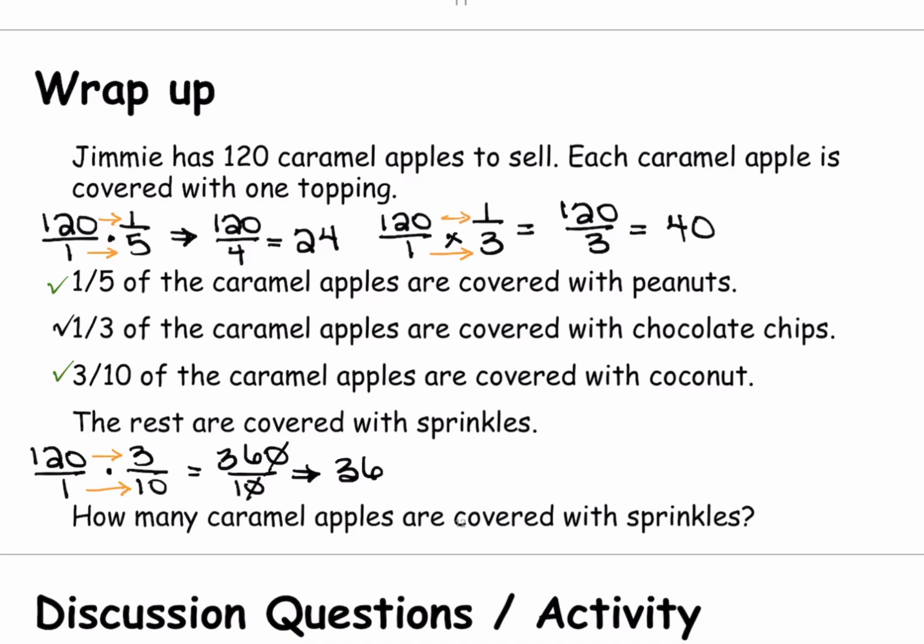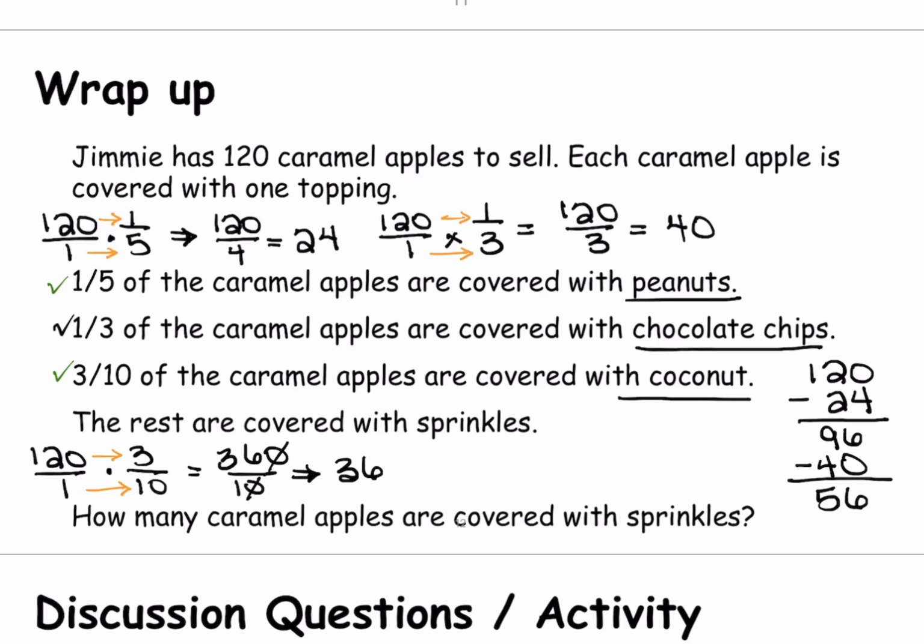Well, let's just do a simple subtraction to figure out how many caramel apples are left over that are covered with sprinkles. So we have 120 caramel apples to begin with, minus 24 apples that are covered with peanuts. That leaves us with 96. Then we subtract the 40 apples that are covered with chocolate chips. That leaves us with 56 apples remaining. And then we subtract the 36 apples that are covered with coconuts. That leaves us with 20 apples remaining.